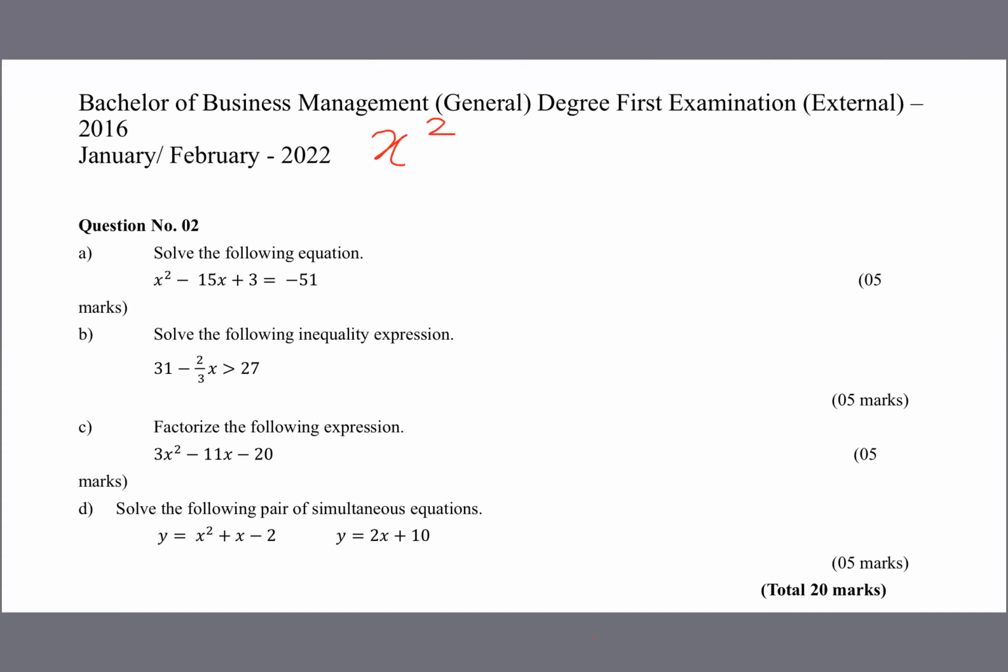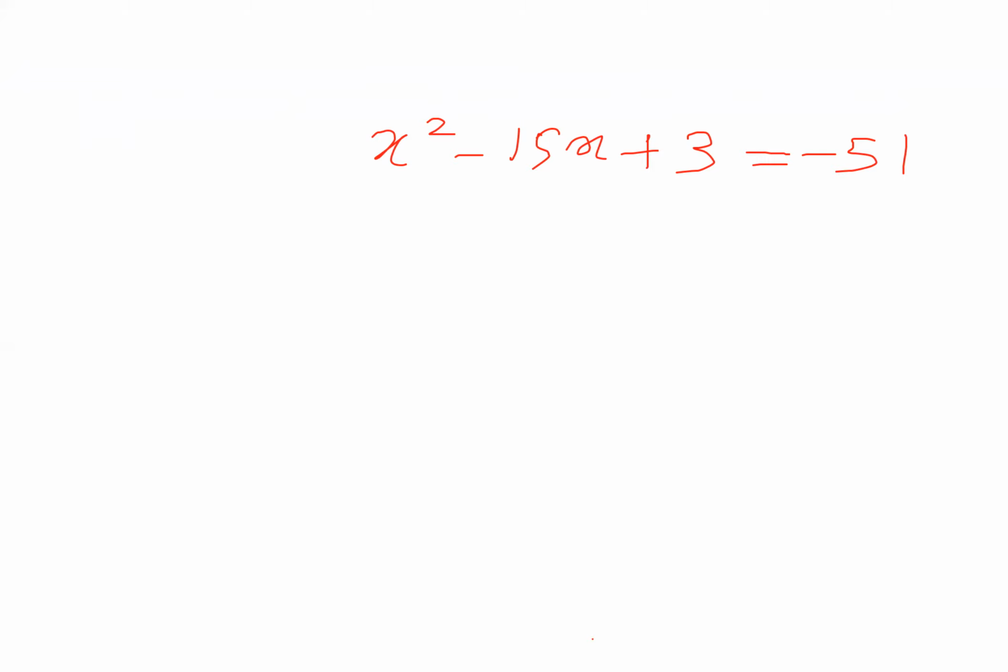x squared minus 15x plus 3 equals minus 51. Then you can see the given equation is of course a quadratic function. Then we can write it this way. Because there are two constant terms, when we move this minus 51 into the left side, it becomes plus 54, equal to 0.